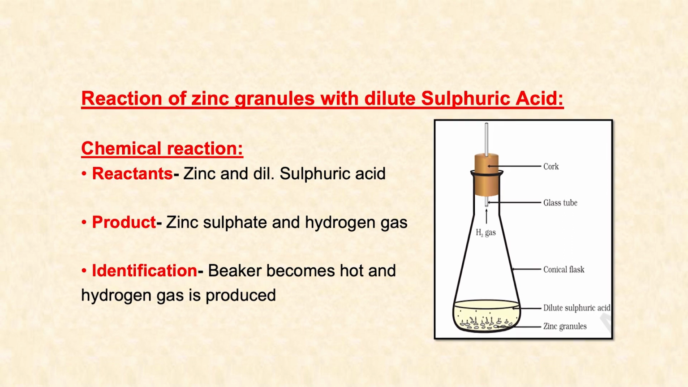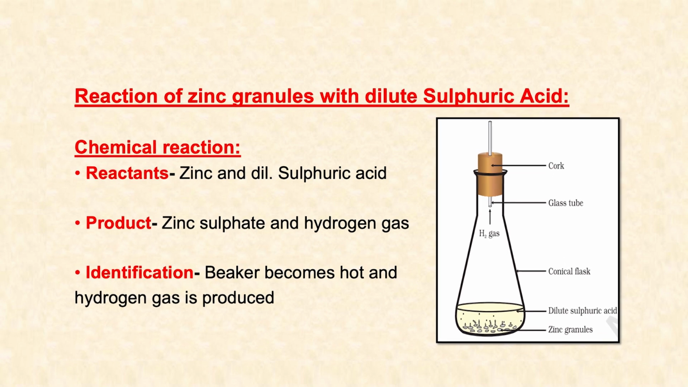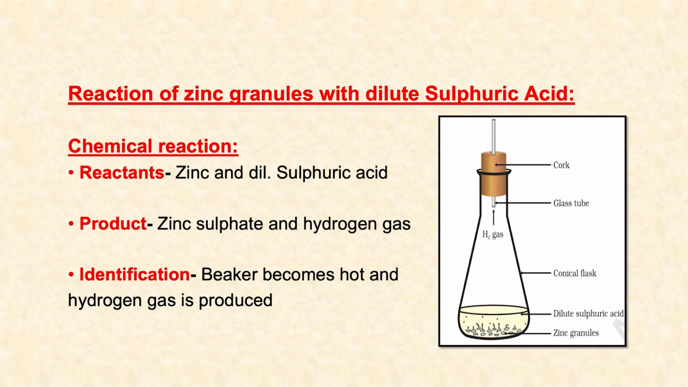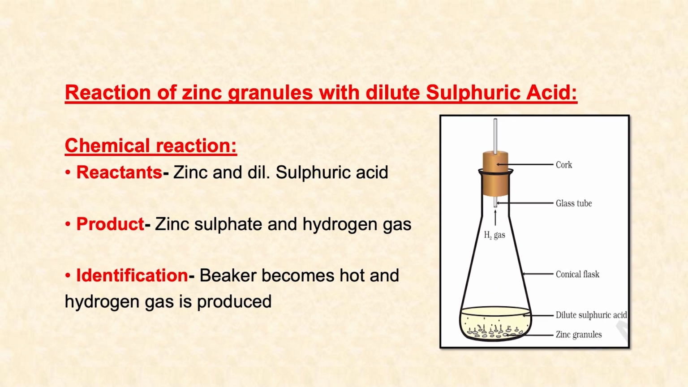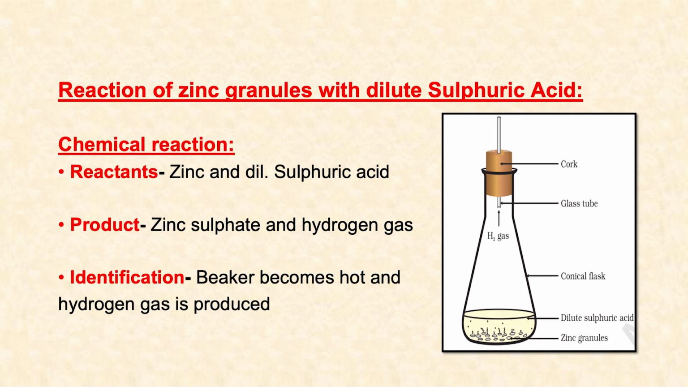What do we observe? Some bubbles will start to form near the zinc granules and also the flask will become hot to touch. These gas bubbles formed are of hydrogen gas released during the chemical reaction.